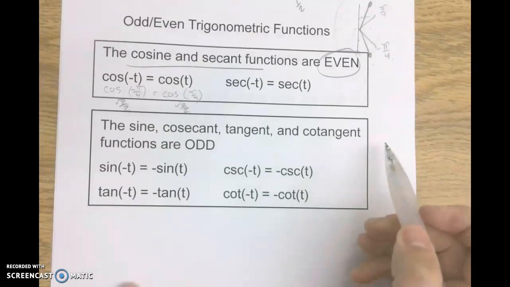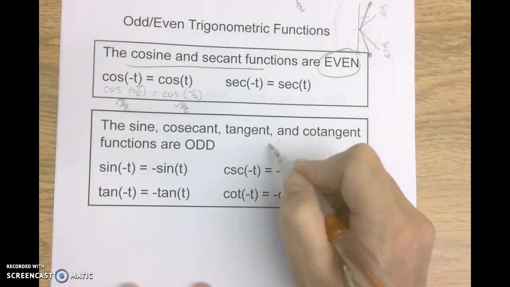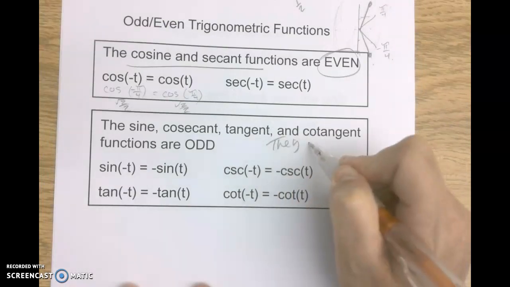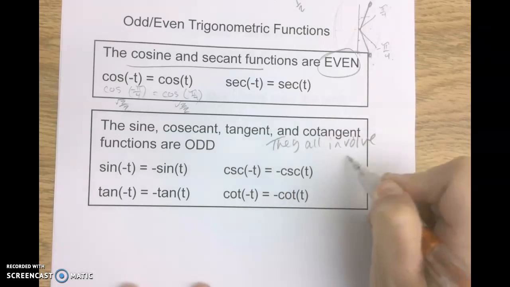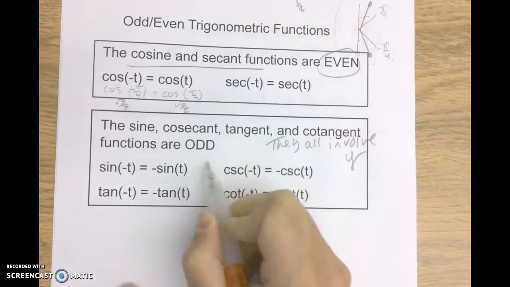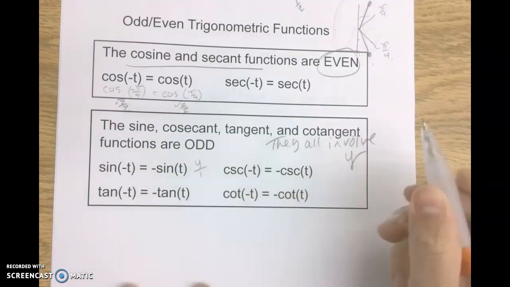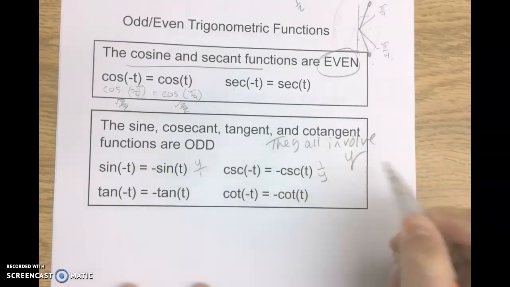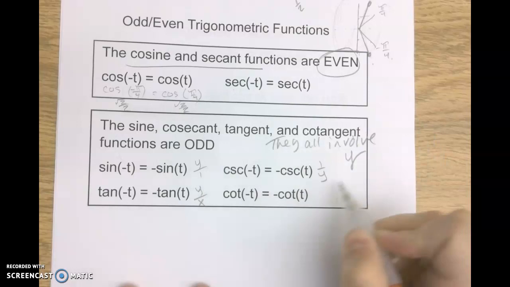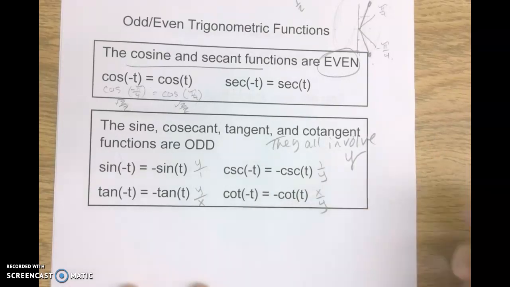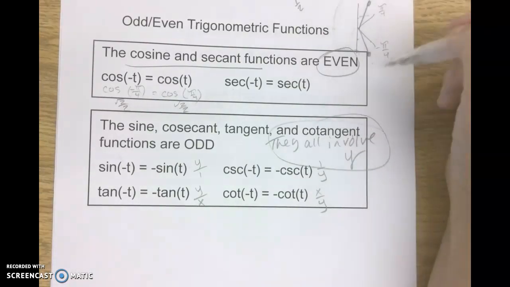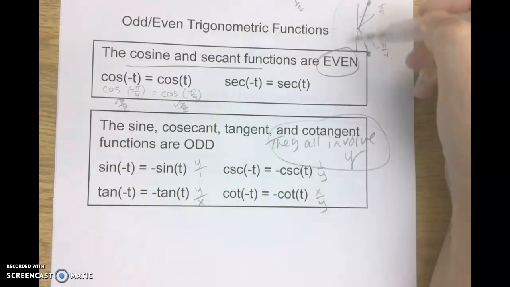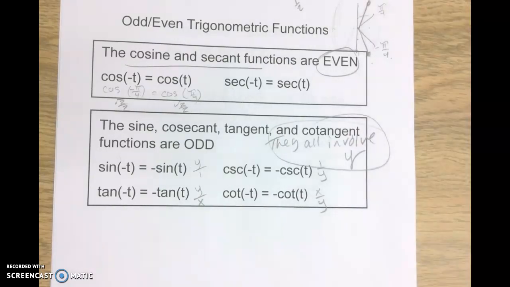And then of course we have odd functions here. The reason we have odd functions is because they all involve y. Remember, this is going to be y over 1, this is going to be 1 over y, this is going to be y over x, and this is going to be x over y. Anything that has a y is going to be odd because with y, you have to cross over the x-axis, and so things will change there.